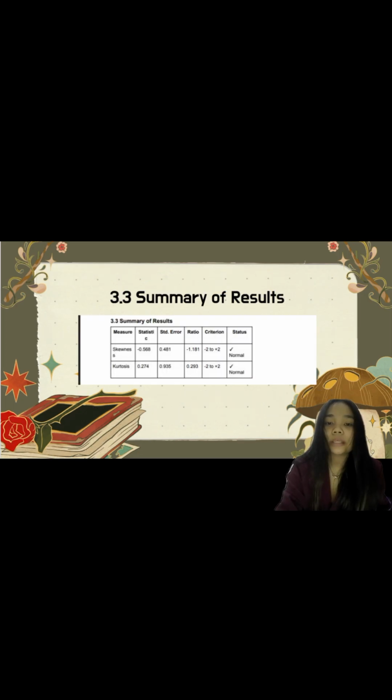And then for the summary of results, we have the measure. For skewness, the statistic is minus 0.568, the standard error is 0.481, the ratio is minus 1.181, the criterion is minus 2 to plus 2, and the status is normal. For kurtosis, the statistic is 0.274, the standard error is 0.935, the ratio is 0.293, the criterion is minus 2 to plus 2, and it's normal.